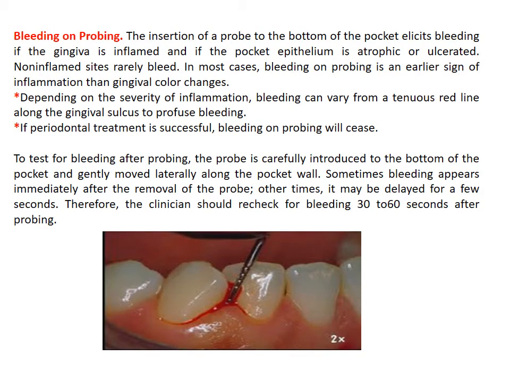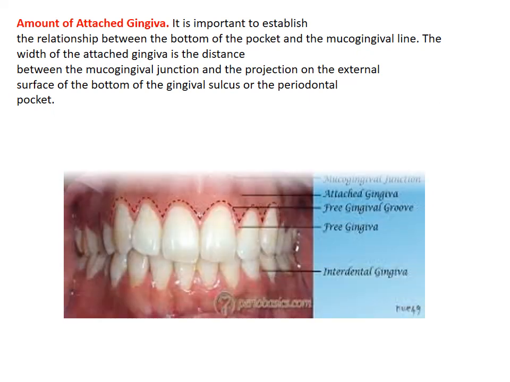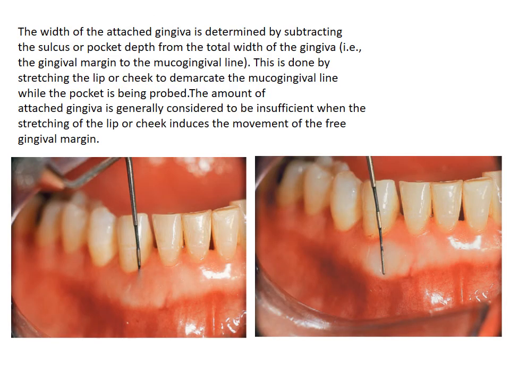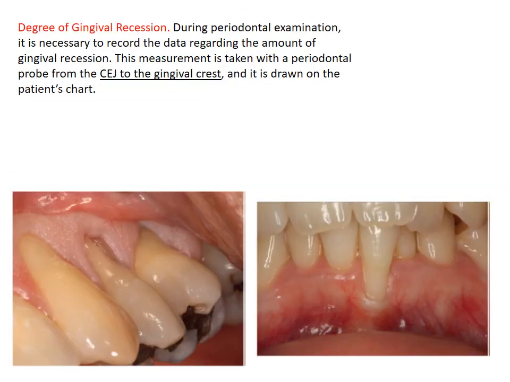Bleeding on probing is very important. If there is bleeding, it means inflammation. No bleeding, no inflammation; it's a good and accurate measure. Amount of attached gingiva is very important. This is free gingiva, this is the free gingival groove, this is attached gingiva, and this is alveolar mucosa. This is a good, clear picture of alveolar mucosa and attached gingiva. Gingival recession in anterior teeth and gingival recession in posterior teeth.